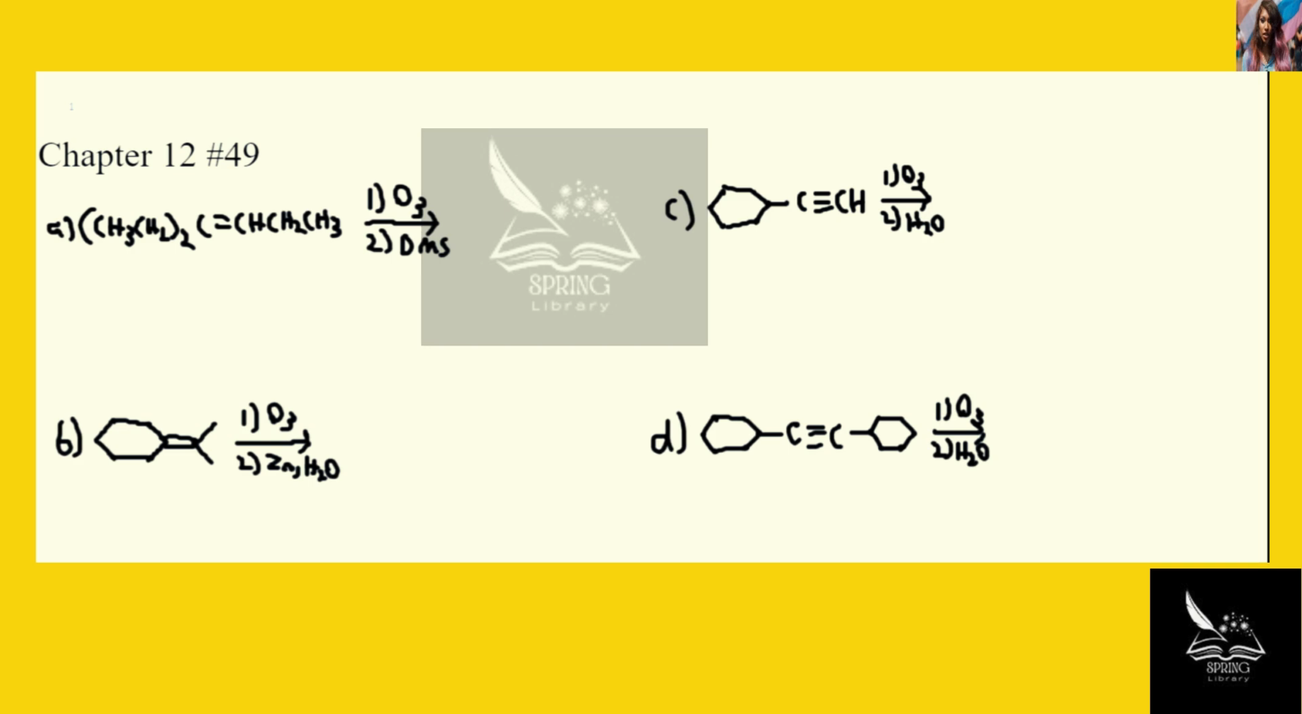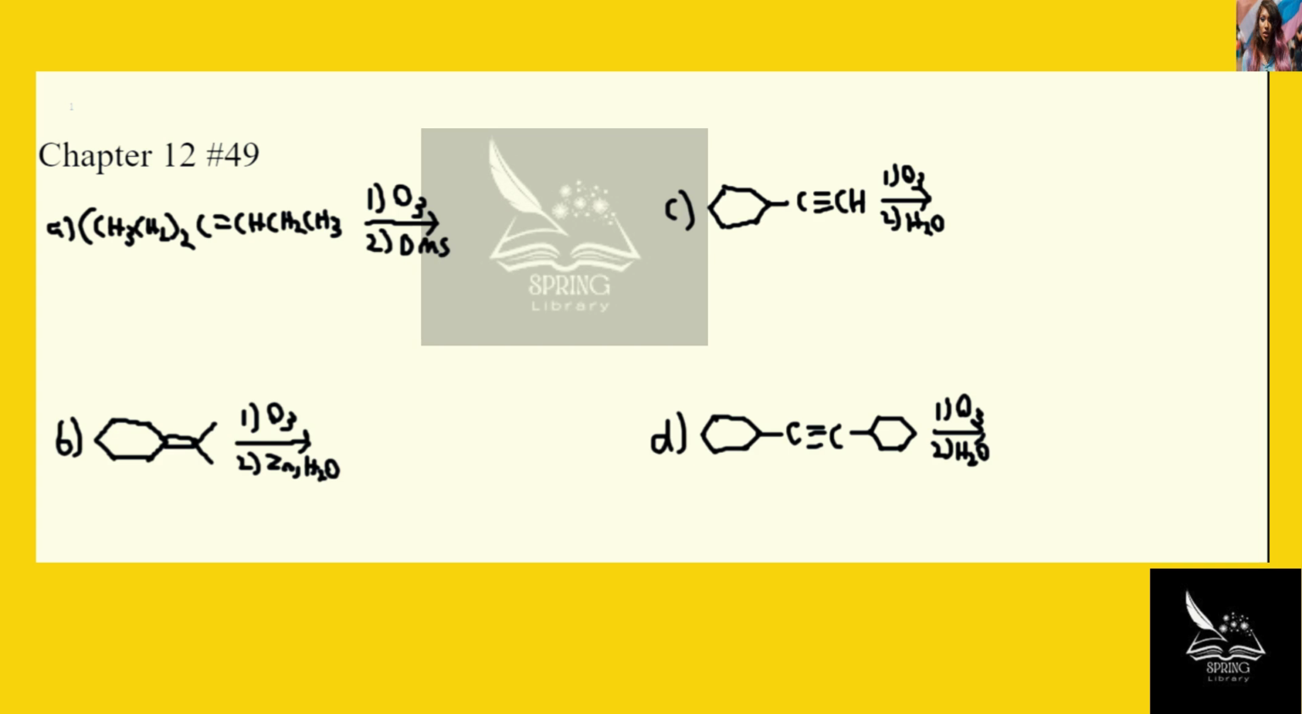This is the answer to Chapter 12, problem number 49 from the Smith Organic Chemistry textbook. This problem asks us to draw the products of 4 oxidative cleavage reactions. Each of these reactions is going to feature ozone and then a workup. In order to solve this problem, we just need to remember what the results of oxidative cleavage are going to be on alkenes and alkynes.